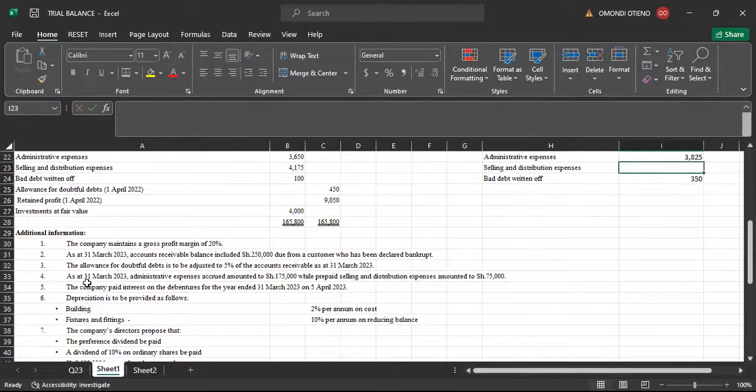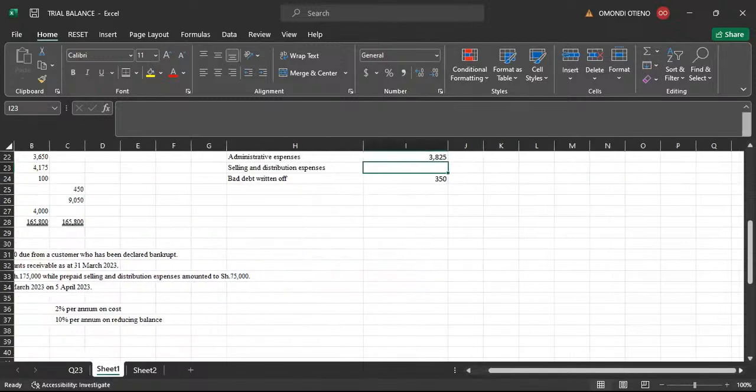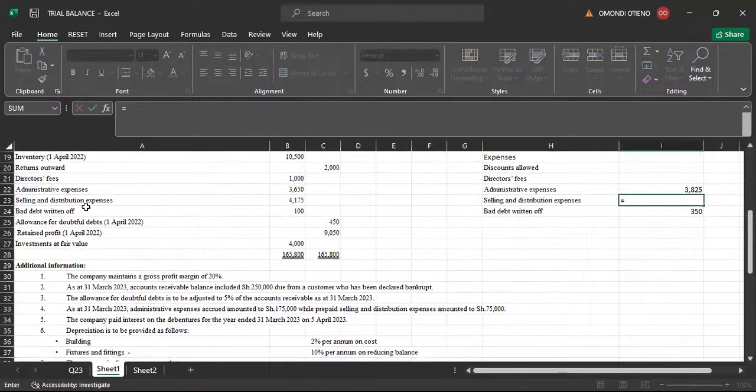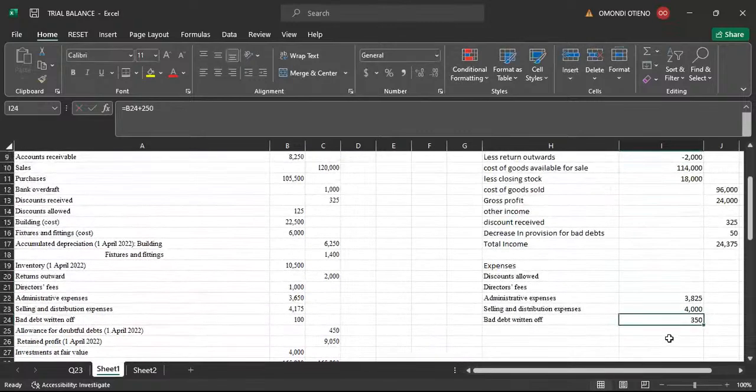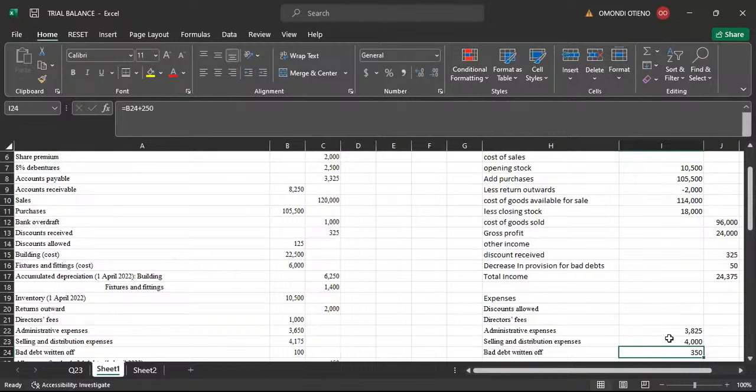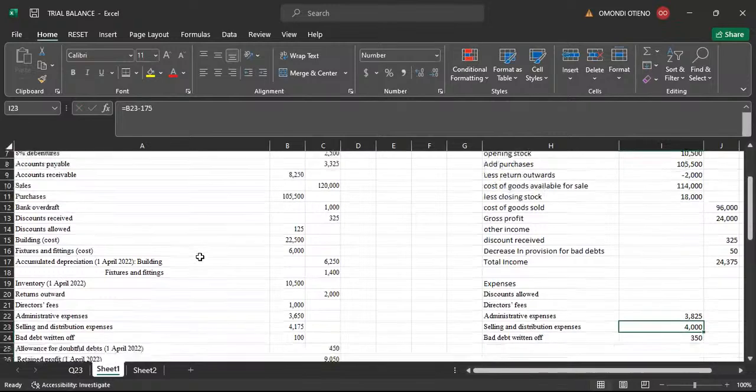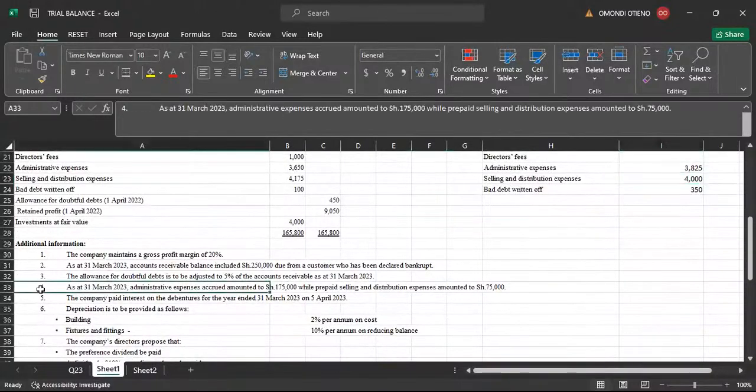That is administrative expenses. Then we now move to prepaid selling and distribution expenses, which amounted to 75. So selling and distribution expenses have now been paid in advance. The expense for the current period is 41.75, but then there was some amount which was paid in advance. So it reduces our expense, and then we take it to the current assets section as prepayment. So that is what we have been given in additional information number 4.